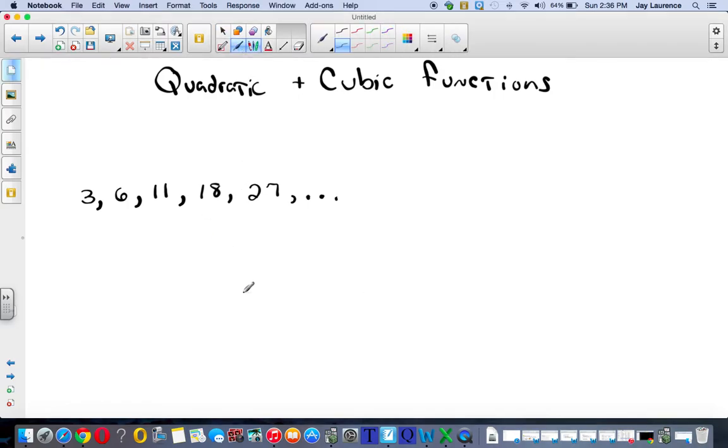Mr. Laurence here, and today we're going to find out how to write quadratic and cubic functions. We found out linear ones. Remember, the first thing we did was build a table. We found the first differences, and they were always the same. Let's try that similar approach. Let's build a table here.